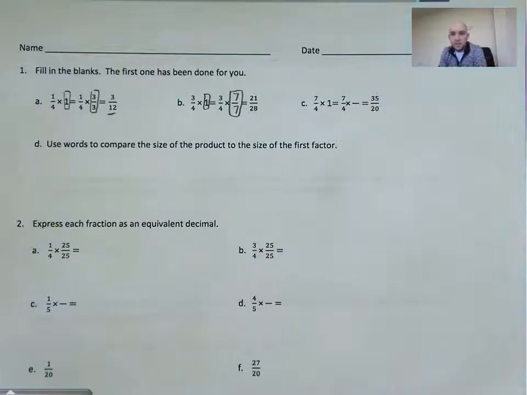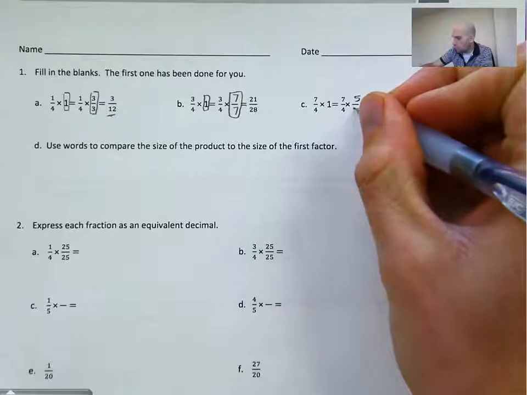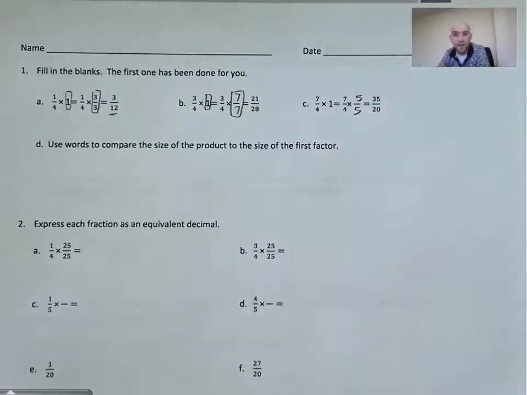Letter C says 7/4 times 1 equals 7/4 times blank equals 35/20. Well, 7 times 5 will give us 35, and 4 times 5 will give us 20, so we'll multiply by 5/5. Letter D says use words to compare the size of the product to the size of the first factor. So the product here is going to be equivalent to our first factor because we are multiplying by 1.